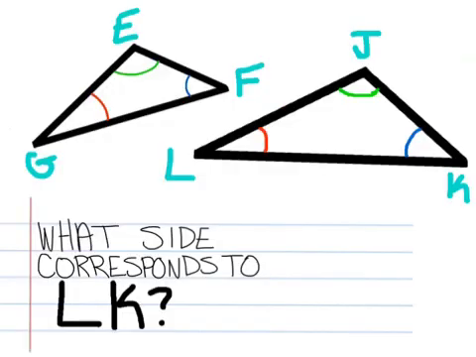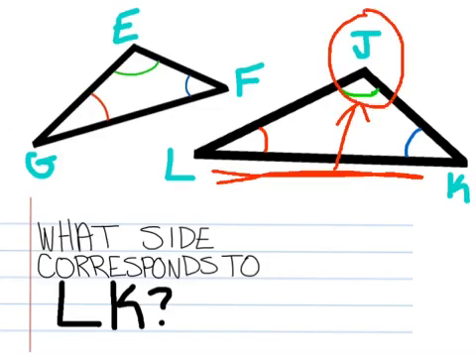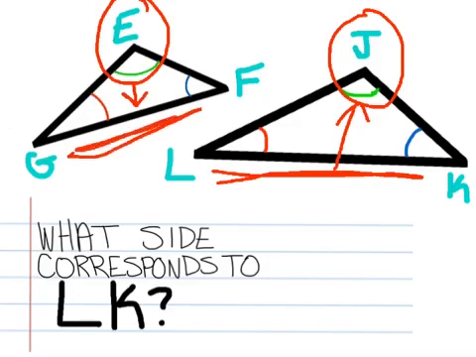Okay, solution for the practice problem. We're looking for the side that corresponds to LK. LK is right here. Our corresponding angles are going to be J and E, which means our corresponding side is going to be GF. You had GF.